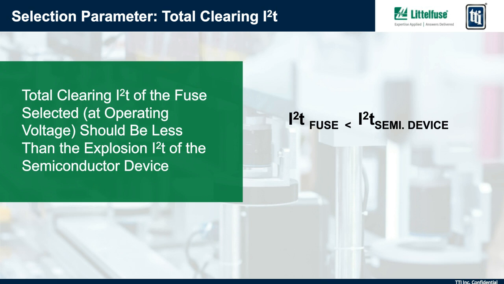And so to come up with what that total clearing I²T would be at your system voltage, you would want to use that total clearing I²T correction factor curve. So using that curve, estimate what the clearing I²T would be and ensure it's less than the explosion I²T of the semiconductor device.